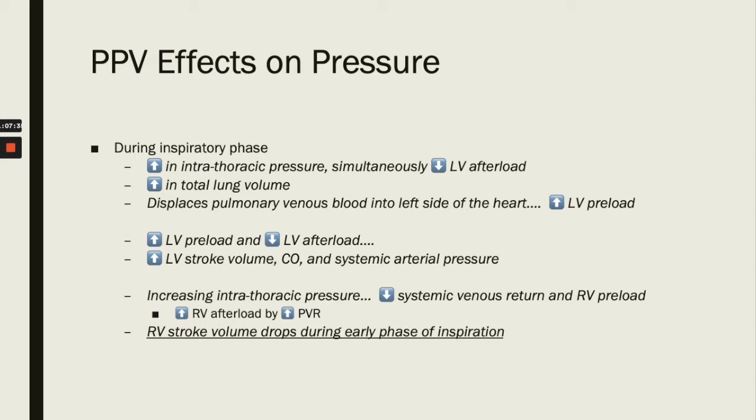Okay, and then with this increasing intrathoracic pressure, our systemic venous return decreases and our right ventricular preload decreases, which alternately causes an increase in right ventricular afterload by an increase in PVR. And so our right stroke volume drops during the early phase of inspiration.